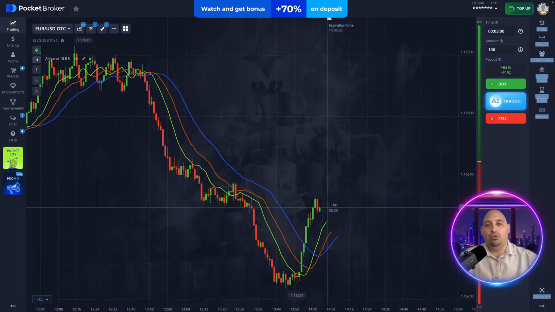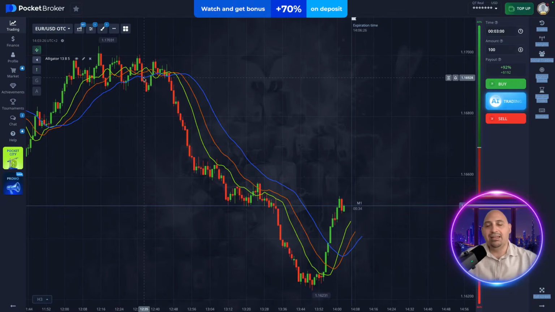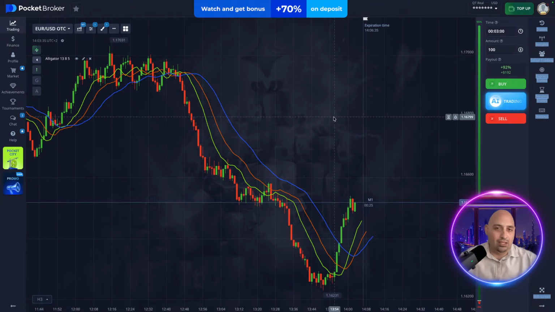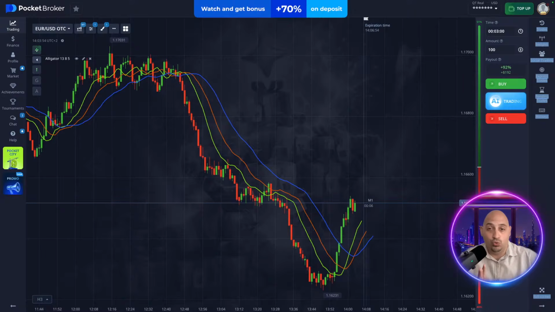How am I going to be able to use it? When the lines are tangled, just like over here, it technically means no trade. If the market is ranging, I avoid trading. These are fake signals, and the alligator is going to be technically useless for me, so I'm going to stay out of the market. Now, when the lines start to open up, just like what you see here, they start to separate, right? This is my opportunity. I start to analyze, wait and prepare myself to see how the market is going to react.